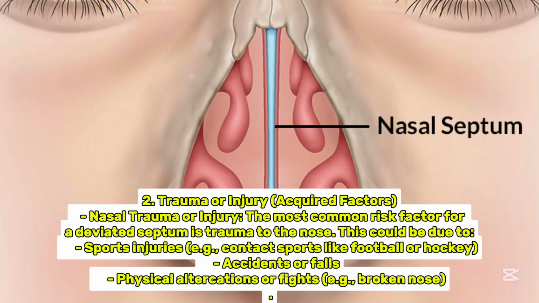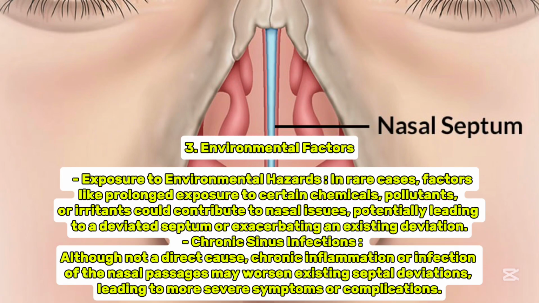This could be due to sports injuries, for example, contact sports like football or hockey, accidents or falls, physical altercations or fights, for example, broken nose. 3. Environmental factors. Exposure to environmental hazards. In rare cases, factors like prolonged exposure to certain chemicals, pollutants, or irritants could contribute to nasal issues, potentially leading to a deviated septum or exacerbating an existing deviation.